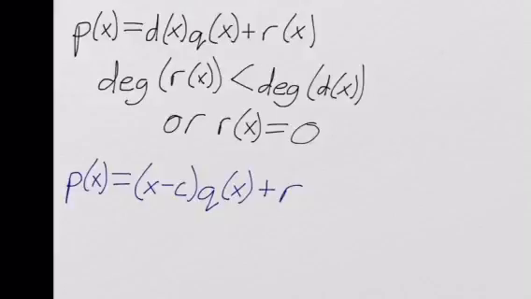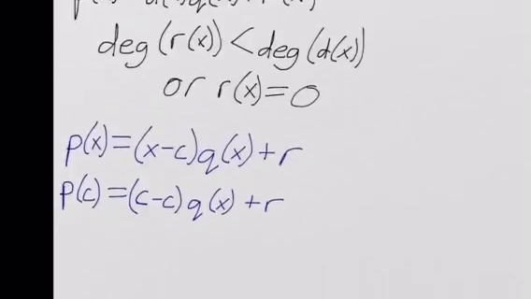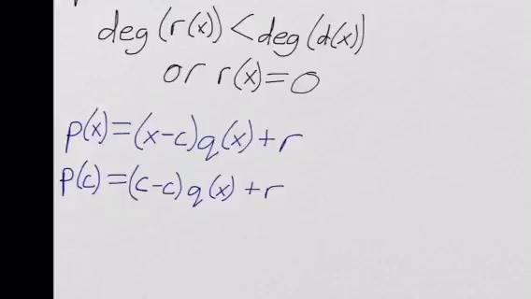So, a couple of consequences we have here. First, if I replace x with c, then this becomes c minus c in parentheses times q of x plus r. So we end up getting that p of c is simply equal to r. That's called the remainder theorem, saying the remainder when I divide by x minus c is going to be the value of the function.